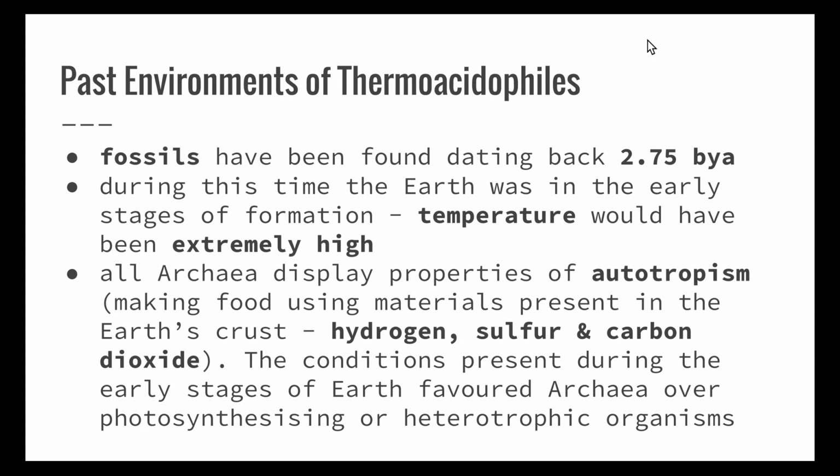During this time, the Earth was in the early stages of formation, so temperature would have been extremely high. All Archaea display properties of autotrophism, which means that they're able to make food using the materials present in the Earth's crust. In this case, back in early Earth, there was hydrogen, sulfur, and carbon dioxide. The conditions present during the early stages of Earth favored Archaea over photosynthesizing or heterotrophic organisms.